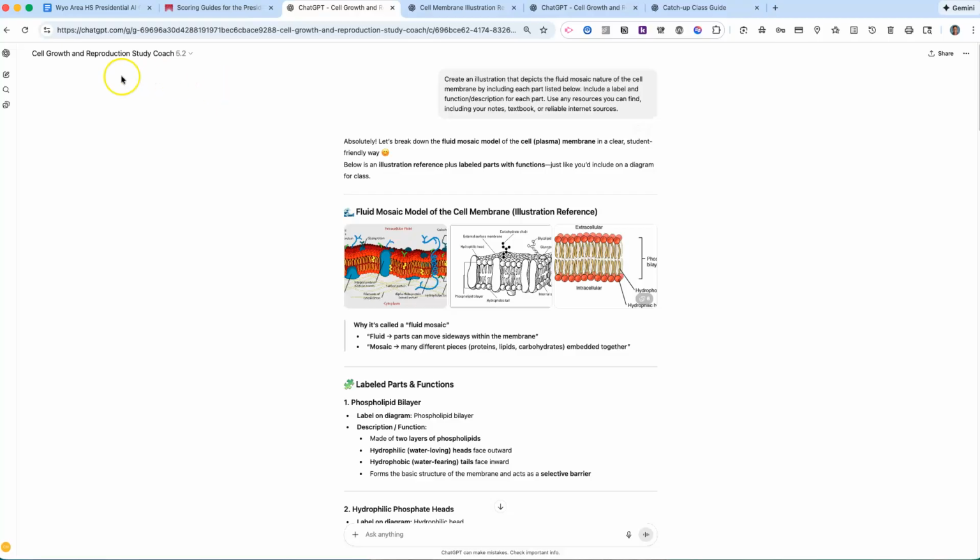Okay, here it goes. So he named his custom GPT Cell Growth and Reproduction Study Coach. Currently, it's linked to the OpenAI ChatGPT 5.2 model, and perhaps a student finds a question in his content management system, which in this case happens to be Schoology, where the student is supposed to make a poster or an illustration that depicts the fluid mosaic nature of the cell, and you can read the rest of the prompt yourself. So this is pretty much a task that the student has a few days or a week to complete.